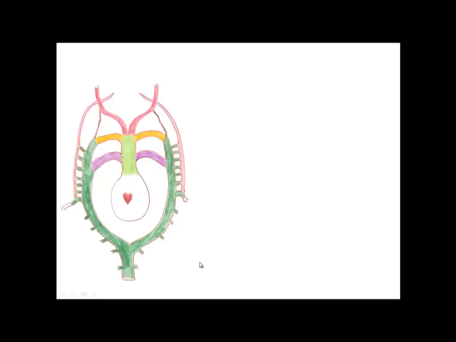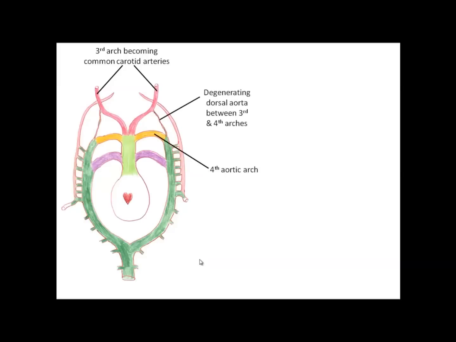All right, we move along and we've lost the first and second aortic arches altogether. And we've got the third, the fourth, and no fifth arch. Instead, we're going to have the sixth. But before we get there, look at what's happening between the third and the fourth arch. The dorsal aorta between those two starts to degenerate and starts to detach these two vessels from each other. The sixth arch is remaining attached to the dorsal aorta and is bridged pretty tightly with the fourth arch there.